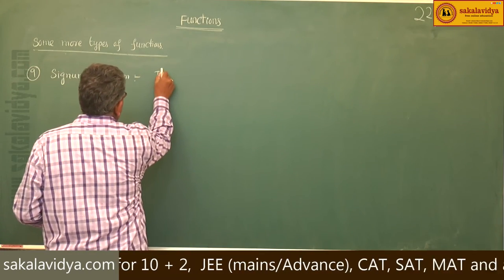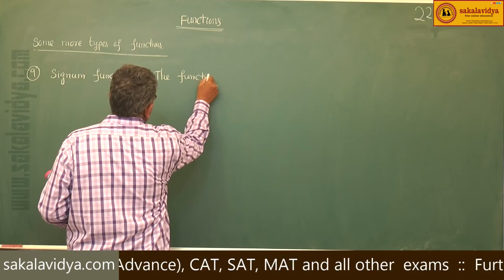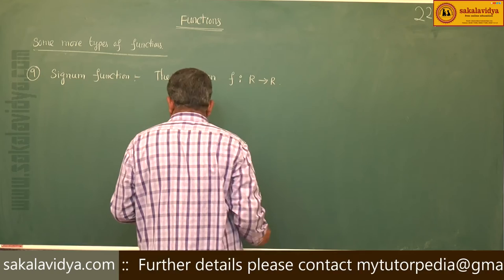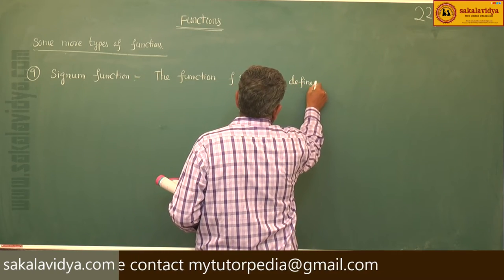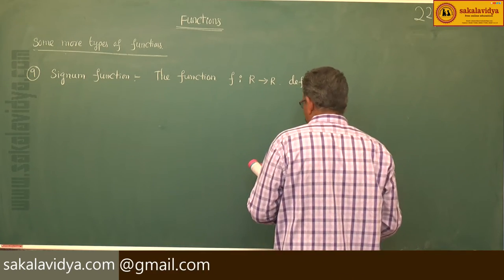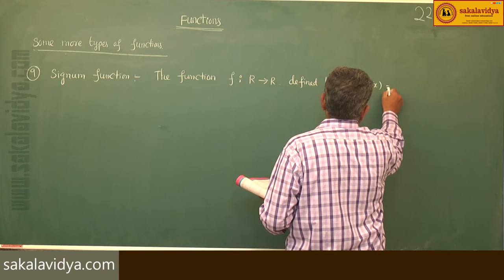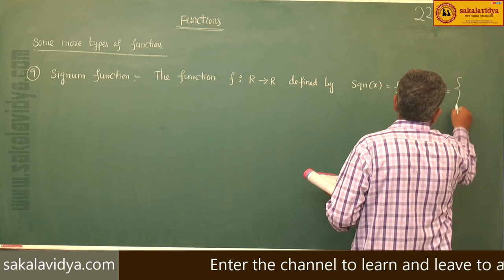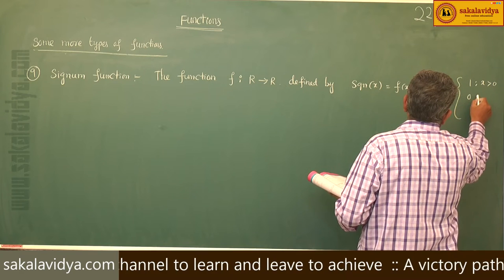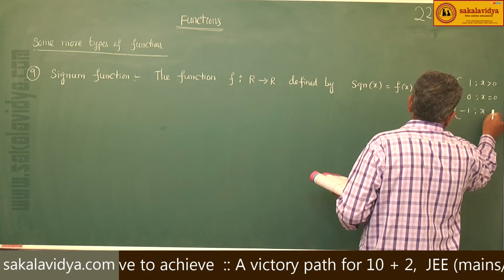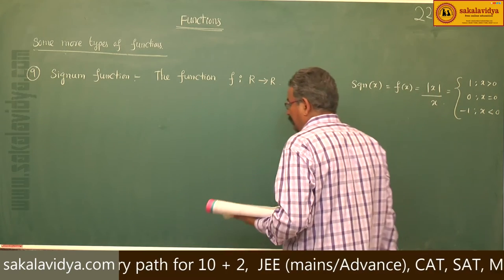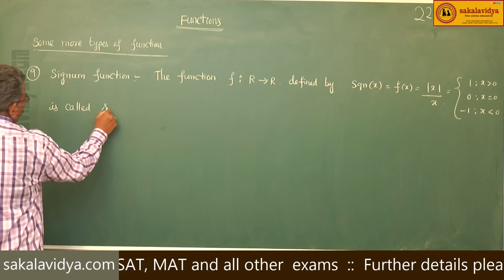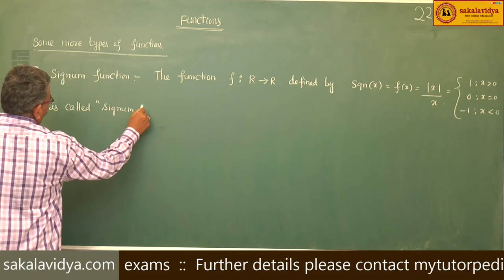The function f maps R to R defined by signum of x is equal to f of x equals mod x by x, which is equal to 1 when x is greater than 0, equal to 0 when x is equal to 0, minus 1 when x is less than 0, is called the signum function.